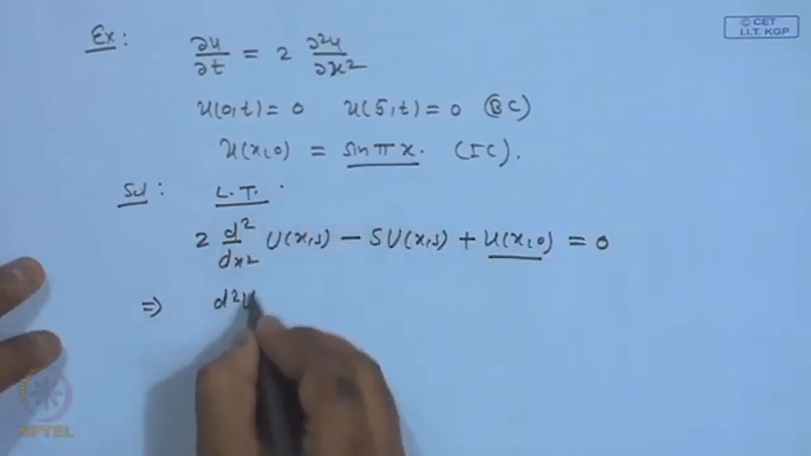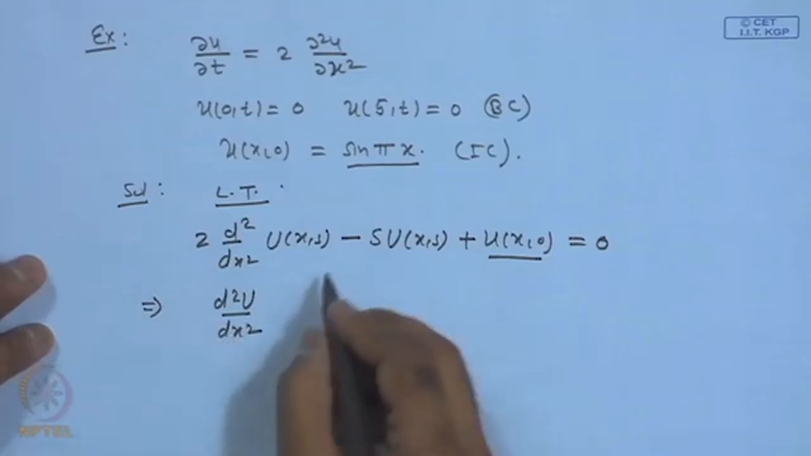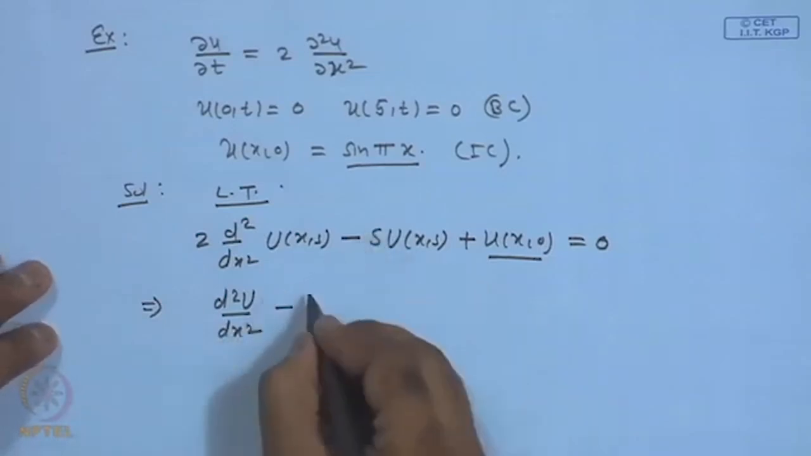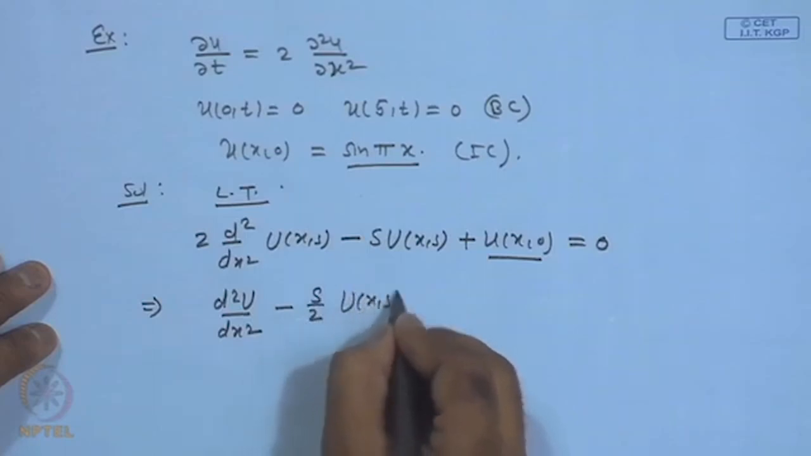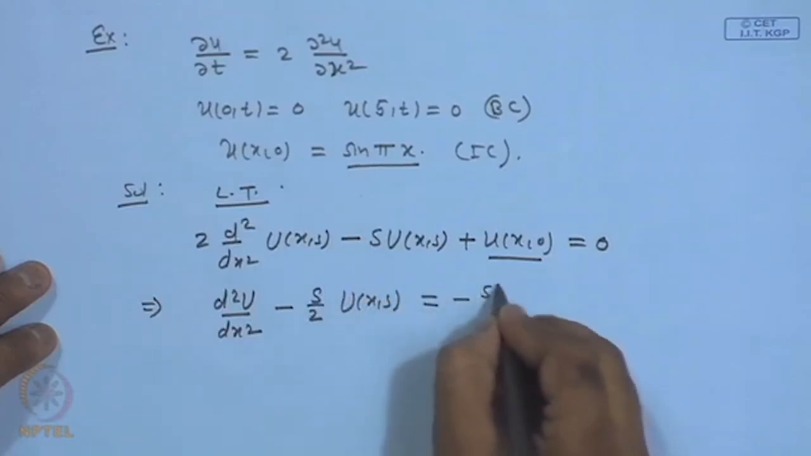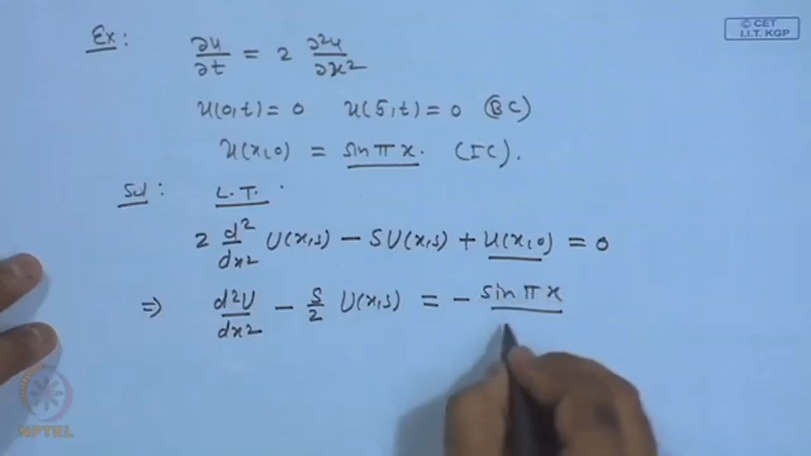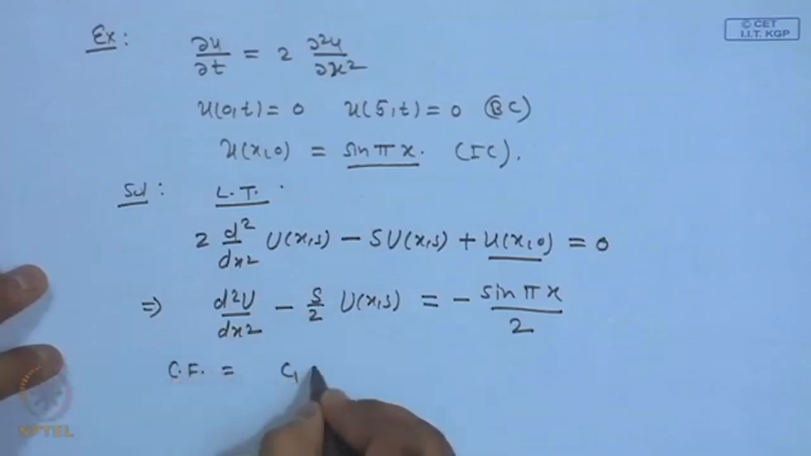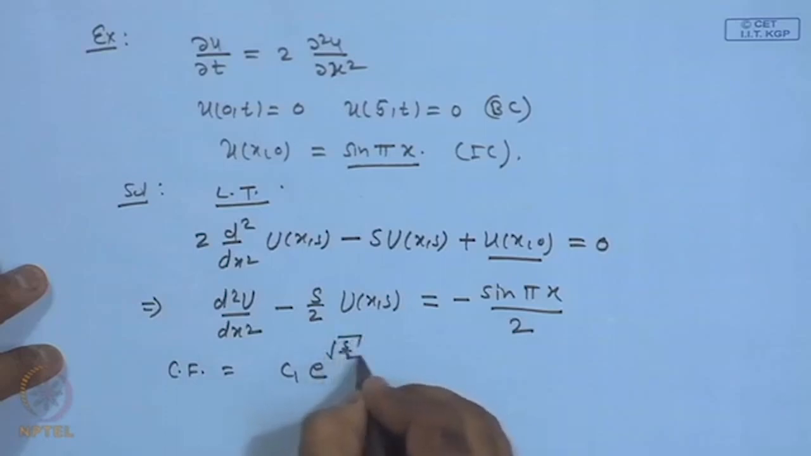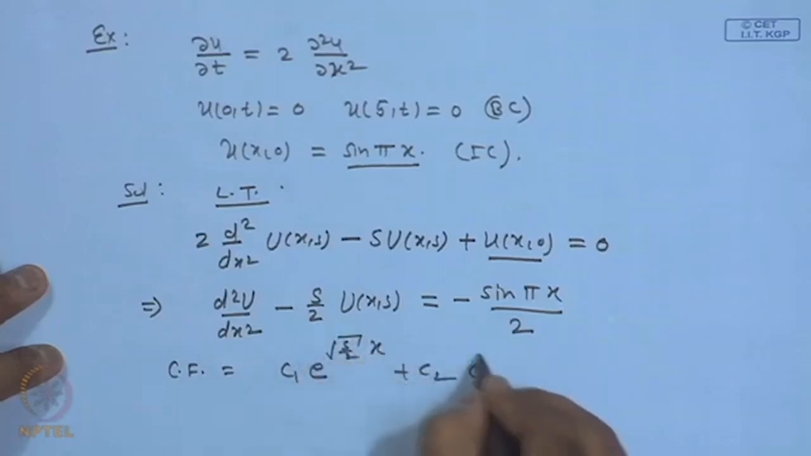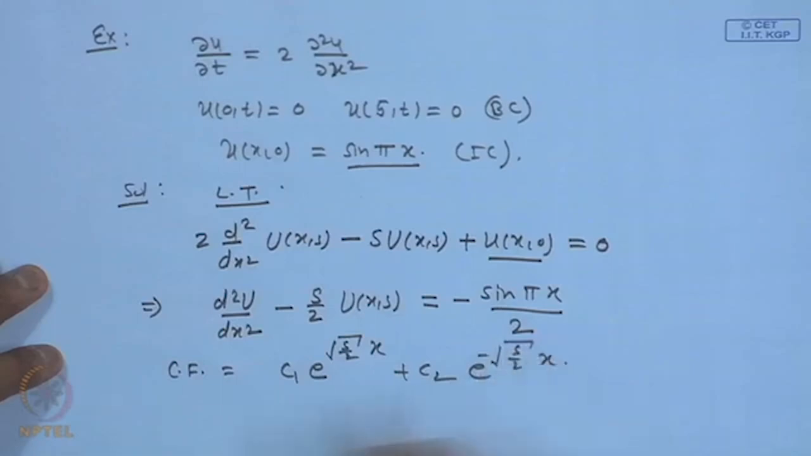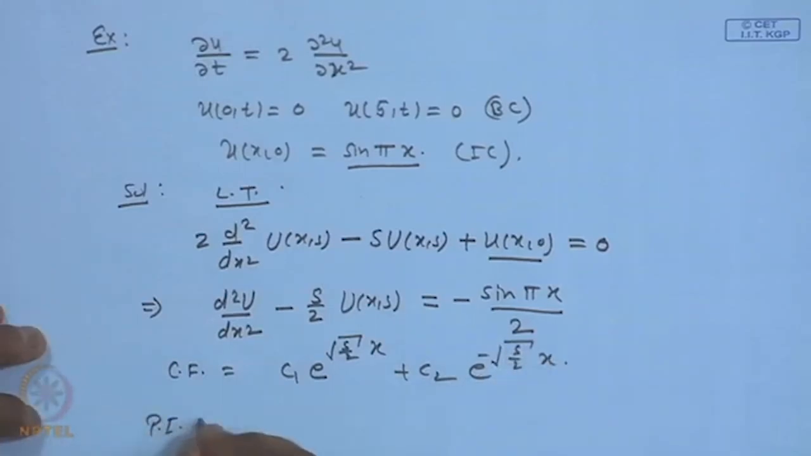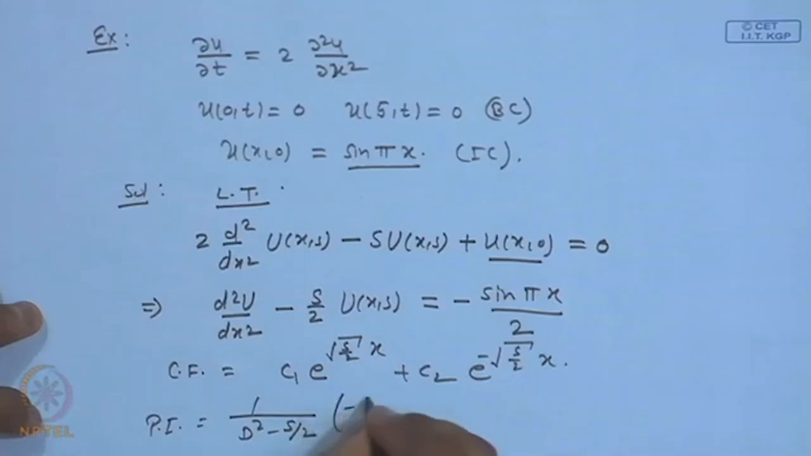So, we have d²u/dx² minus (s/2) u(x, s), and this we take to the right-hand side, we have −sin(πx)/2. So, again in this case the complementary function would be a constant times e^(√(s/2) x) plus another constant times e^(−√(s/2) x). For the particular integral, we get 1 over D² minus s/2, applied to −sin(πx)/2.